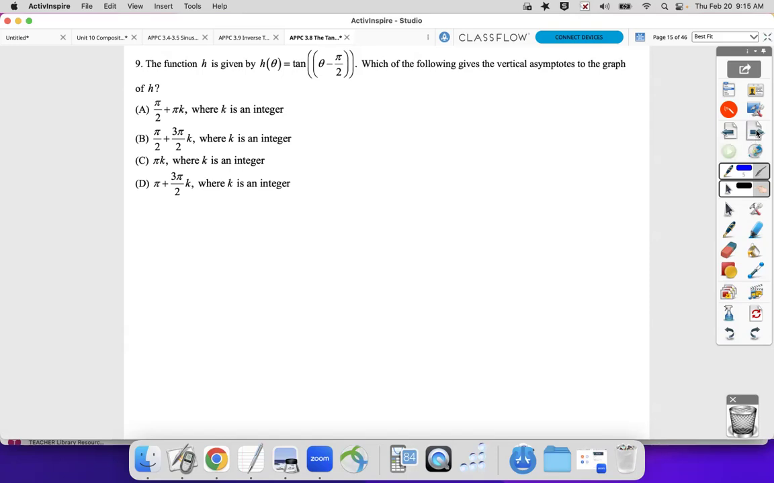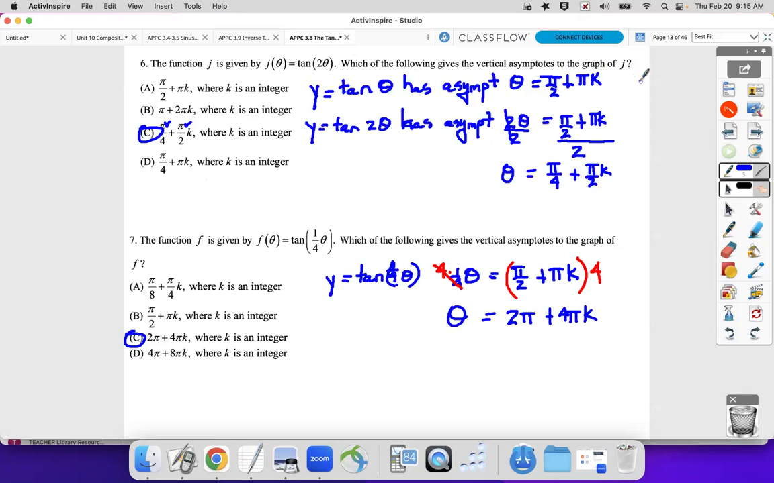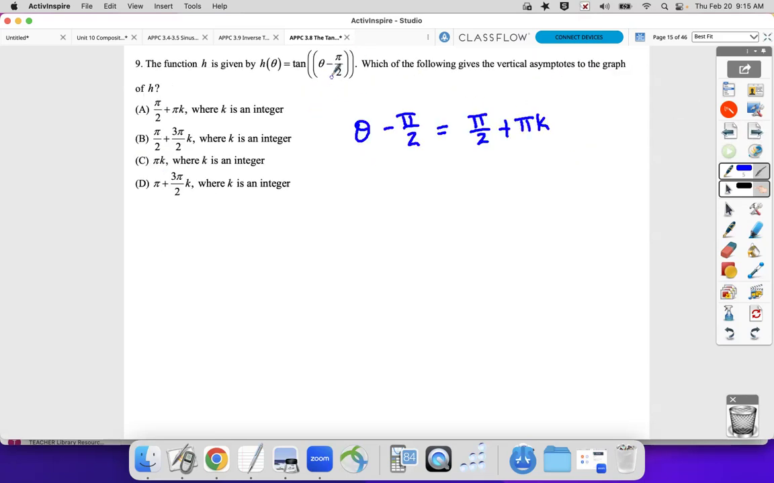So 9 is kind of the same thing. We're just taking this theta minus pi halves and setting it equal to what we know the original was, which was pi halves plus pi k. Remember? The original was pi halves plus pi k. So you take your new numbers and you set them equal to pi halves plus pi k, but we need to solve for theta.